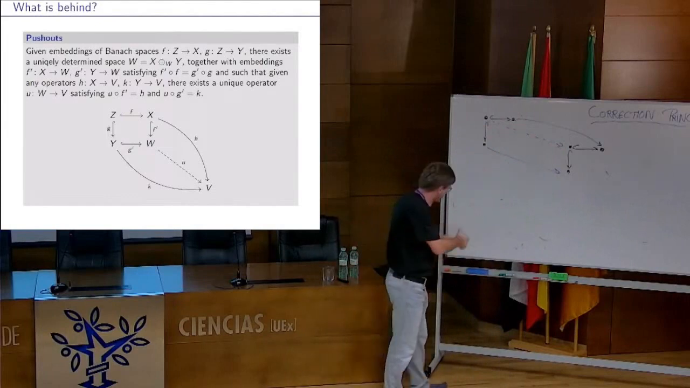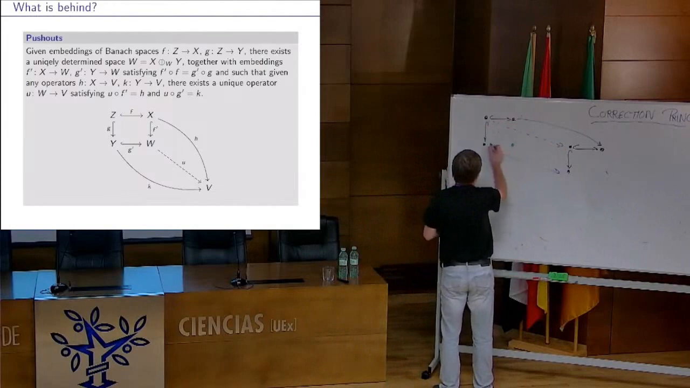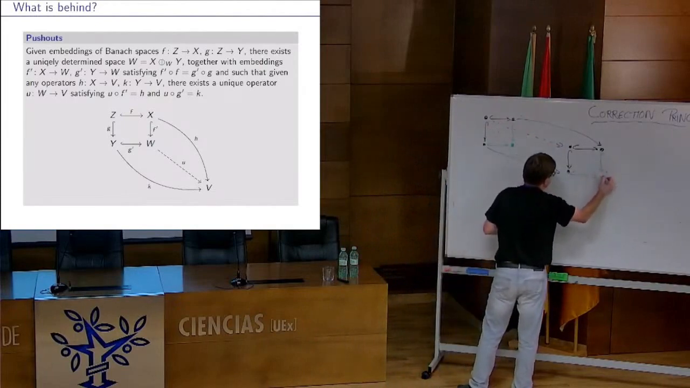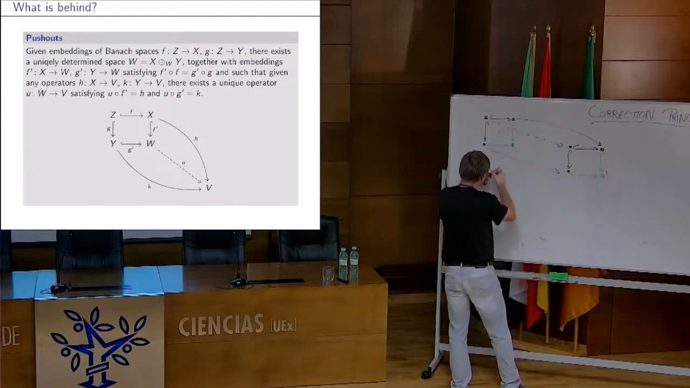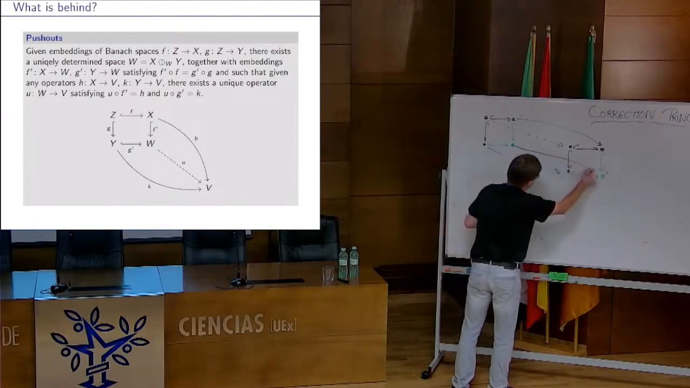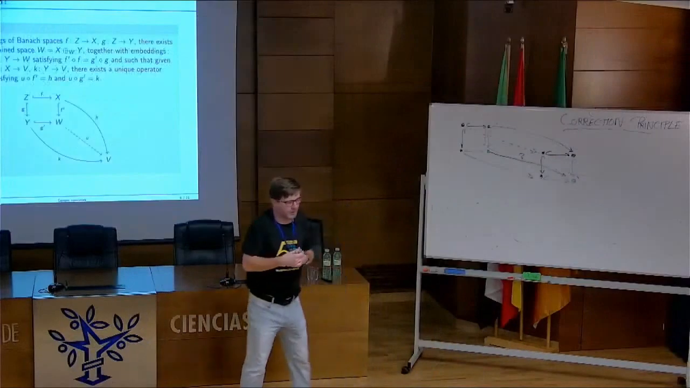So what are we looking for? We are looking for something like that and something like that, and an operator that completes this diagram. This is a problem, yeah? This is a potential problem.